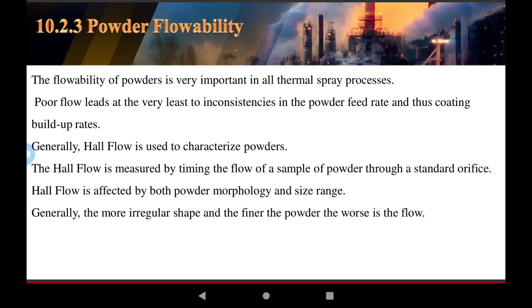Generally, Hall flow is used to characterize the powders, the material. The Hall flow is measured by timing the flow of a sample of powder through a standard funnel. The Hall flow is affected by both powder morphology and size range of the application of the material. Generally, the more irregular the shape and size of the powder material and the grain size, the flow of the powder occurs in the flow range of the powder morphology.